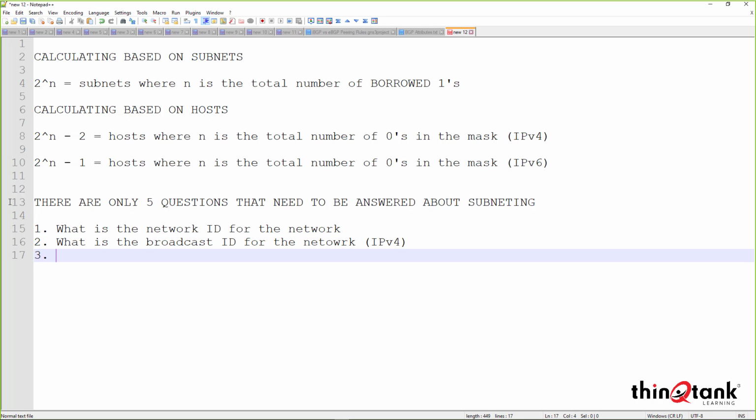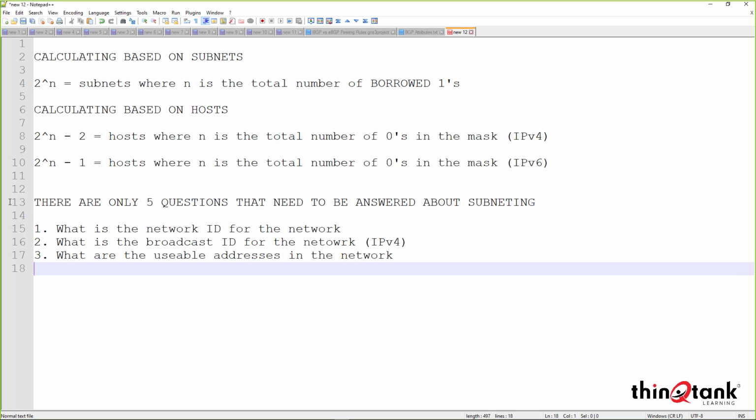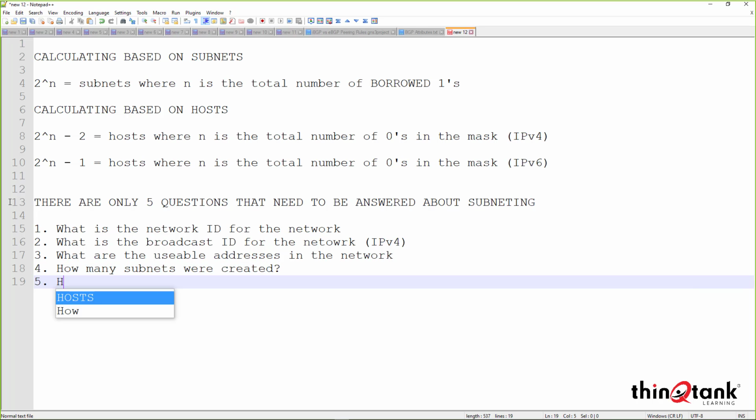Number 3, what are the usable addresses in the network? What do I mean by usable addresses in the network? Which ones can I assign to clients? Which ones can I assign to hosts? Number 4, how many subnets were created? And number 5, how many hosts per subnet are created?